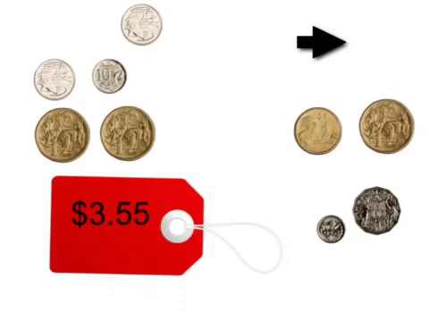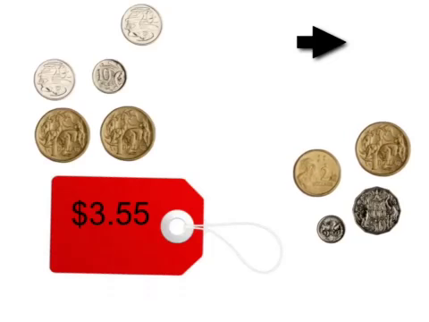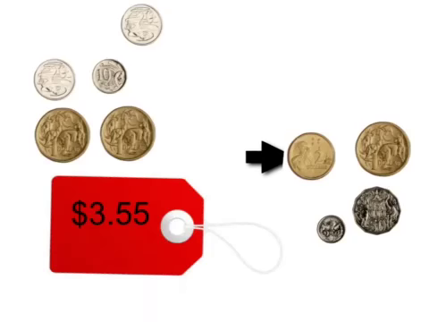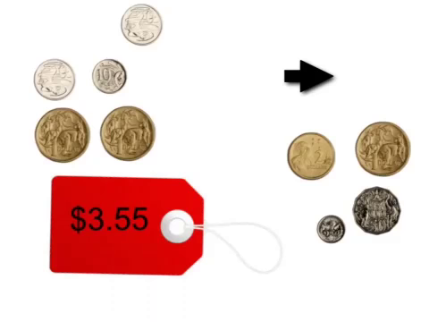Okay, this is a $2 coin. So now we have $2 and $1, which makes up $3. And we have the 55 cents. There it is, there and there. So with 4 coins, we've managed to pay our price tag of $3.55. So it's not too hard. You just have to think about it and use the appropriate coins.